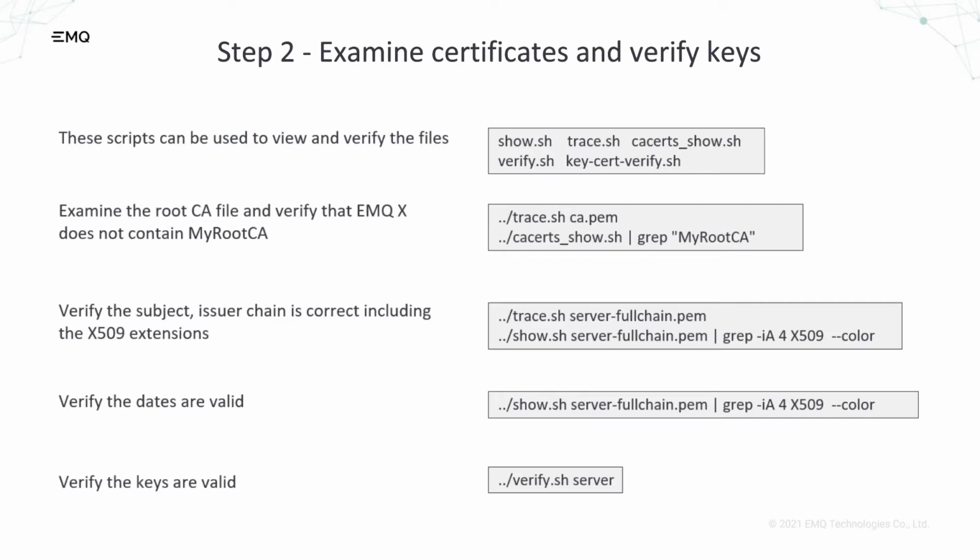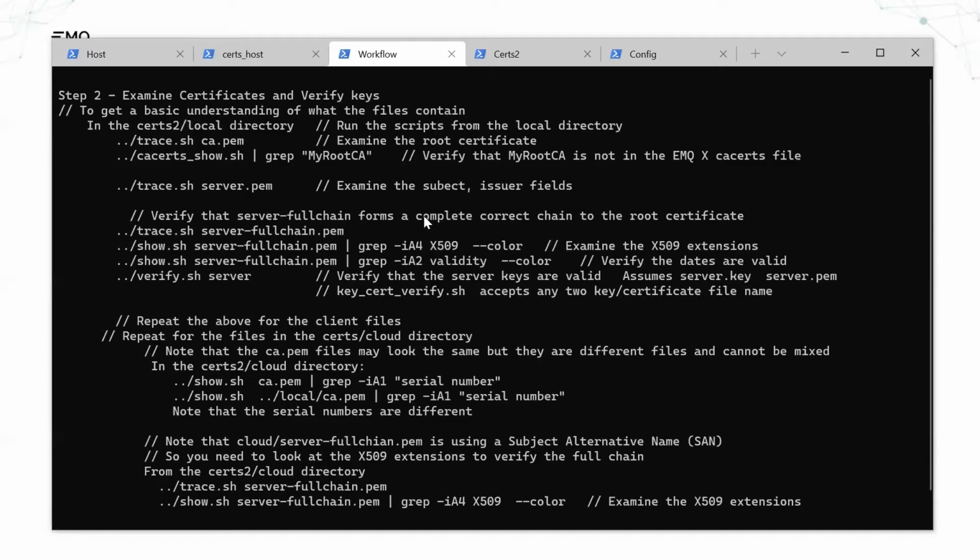You can also verify that the dates are valid, for example, and then you can also verify that the public key, private key pairs are valid. So if you look at step 2 in the workflow.sh script, you'll see some examples of what you can do. For instance, you can use the trace command to examine the subject issuer. You can use the show command to see the entire certificate.